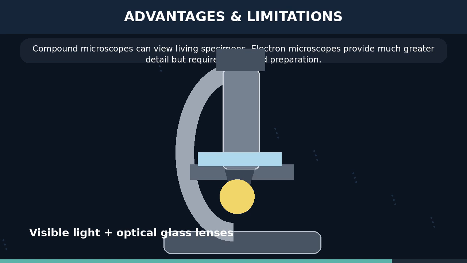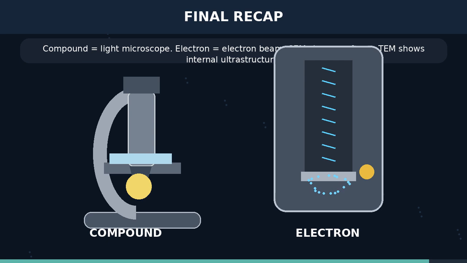Let's recap. A compound microscope uses light and glass lenses and is useful for observing many biological specimens, including living material. An electron microscope uses an electron beam and electromagnetic lenses, operates under specialized conditions, and provides much greater detail. SEM gives detailed surface information, while TEM reveals extremely fine internal structures.